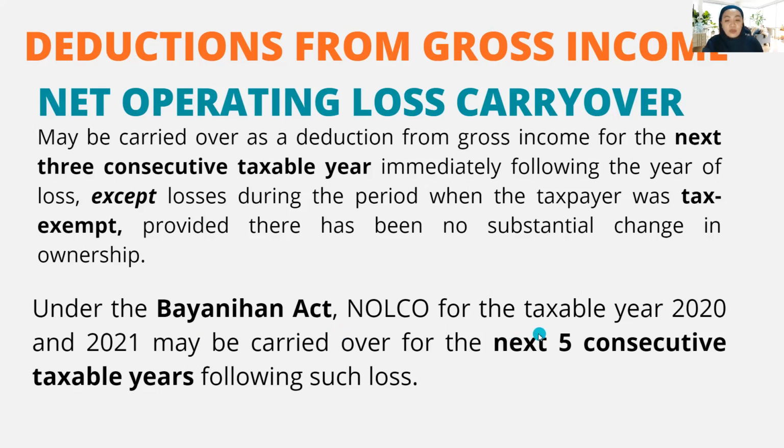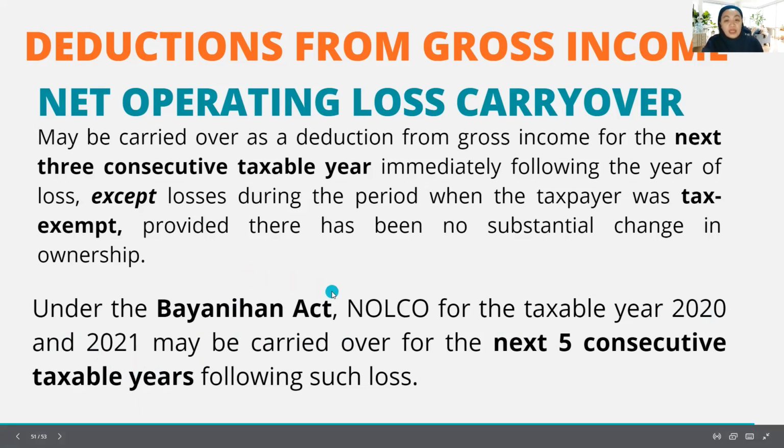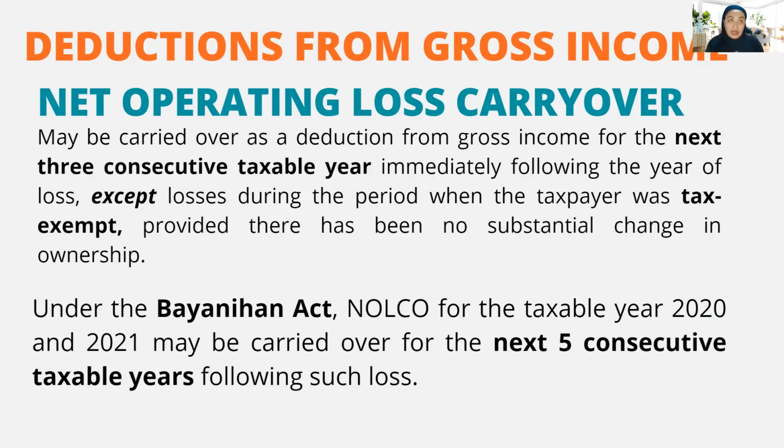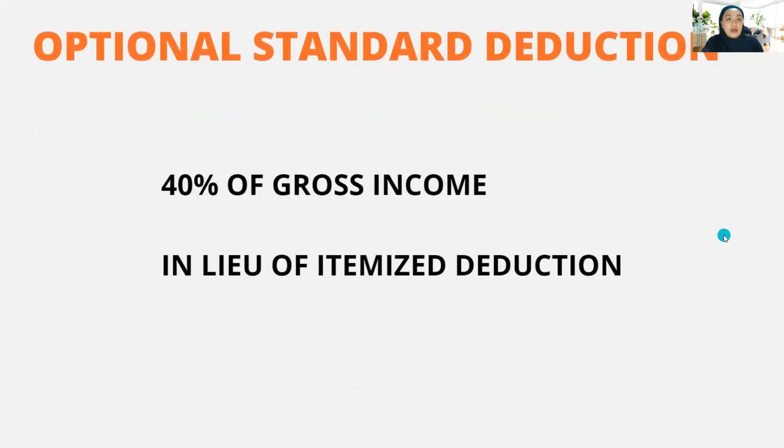Under the Bayanihan Act, NOLCO for the taxable year 2020, and so this is presumed, no, because of the effect of the COVID-19 pandemic. So mostly talaga, I've seen financial statements of big corporation, Jollibee, SM, they've incurred big losses, okay, from their operations. So yung NOLCO nila for the taxable year 2020, so last year and this year, 2021, so instead of the usual three consecutive taxable year, it is now extended to the next five consecutive taxable years. So again, that's a leeway granted by the government as a consideration to the effect of the COVID-19 pandemic.